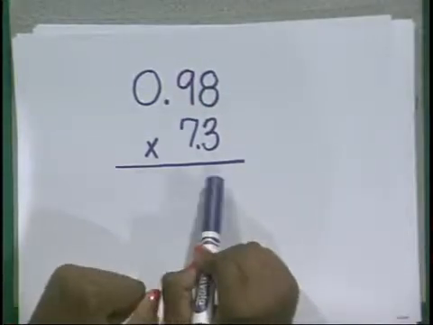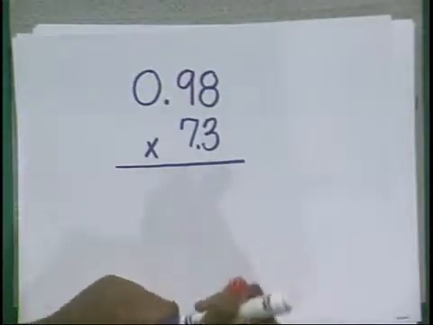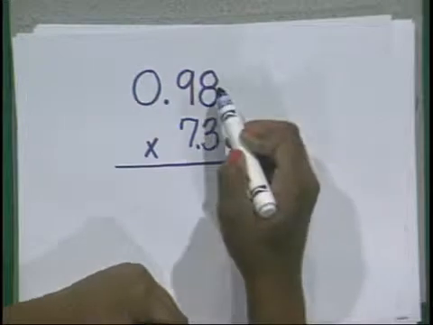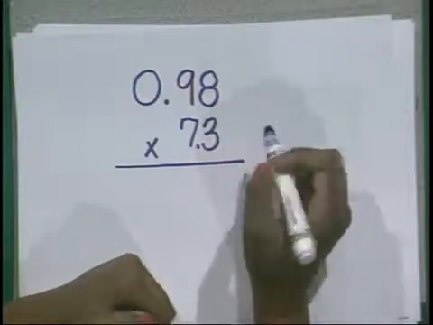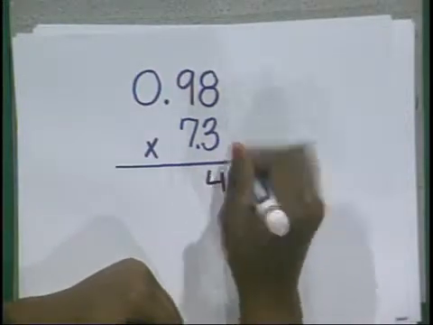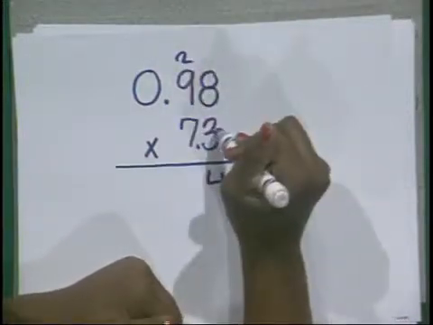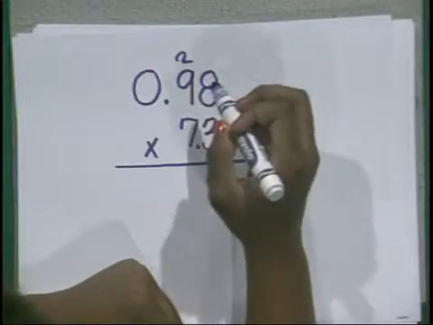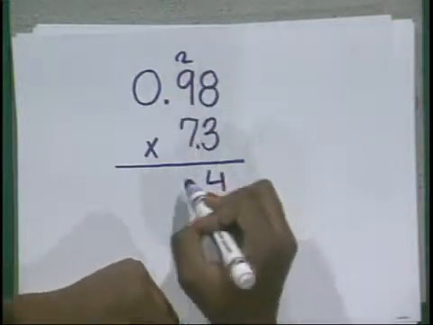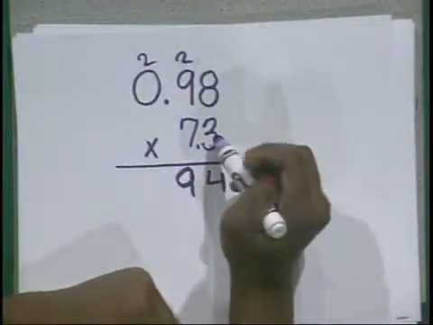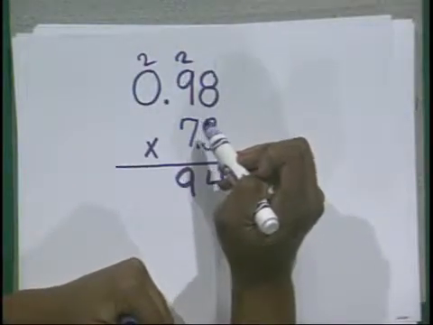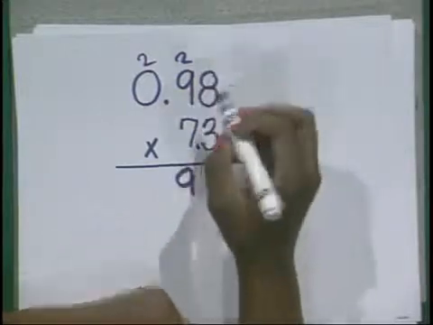first you do basic multiplication. You do 8 times 3, which equals 24. You drop your 4 and carry your 2. Next you do 3 times 9, which is 27, plus 2 is 29. You drop your 9 and carry your 2. Next you do 3 times 0, which is 0, plus 2 is 2.